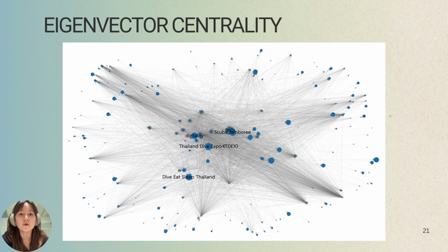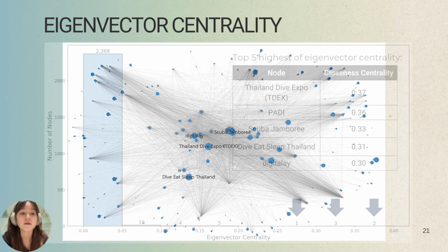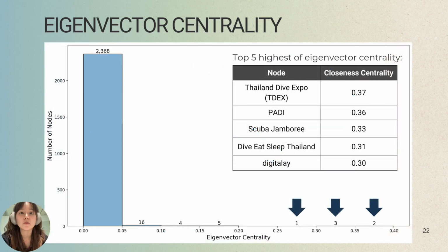So now let's talk about eigenvector centrality. This centrality measures a node's influence based not only on their direct connections but also on the quality of those connections. If you are connected to nodes that themselves are highly connected, your eigenvector centrality score is also higher. So the majority of nodes are located at the lower end of the eigenvector centrality scale.